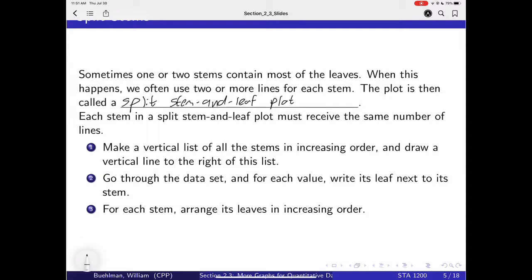Here are the steps we're going to do. We're going to make a vertical list of all the stems in increasing order and draw a vertical line to the right of the list, same as we did before. Go through the data set and for each value, write the leaf next to the stem. Again, same thing as we did before. For each stem, arrange its leaves in increasing order. Again, same as we did before. So it's a very similar process, it's just slightly different.